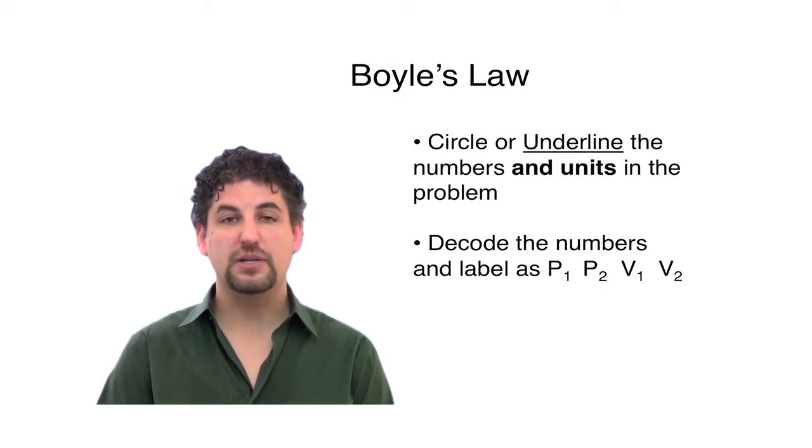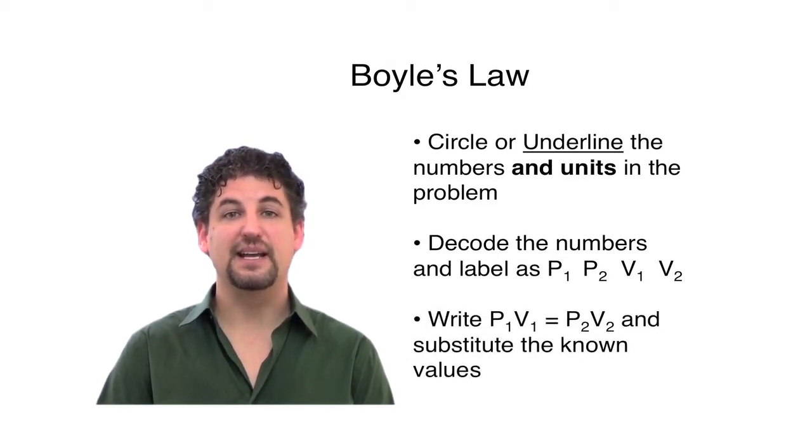So write the equation for Boyle's Law and then substitute the known values that you figured out from the problem and then solve for the unknown value that's missing. Alright, now I'm going to show you the video and show you how it's done, and then this will all make a lot more sense. Alright, see you in a few.